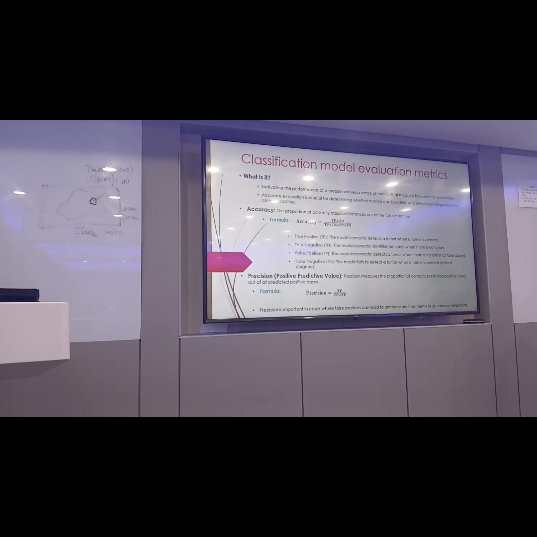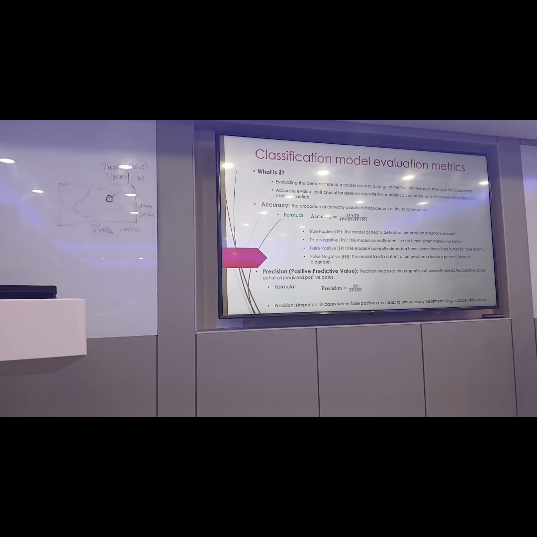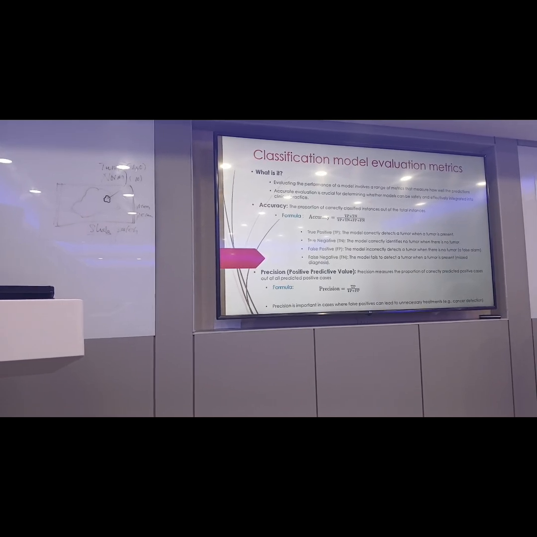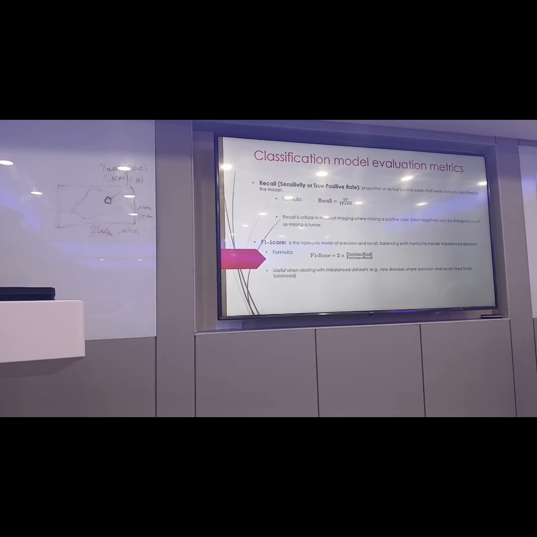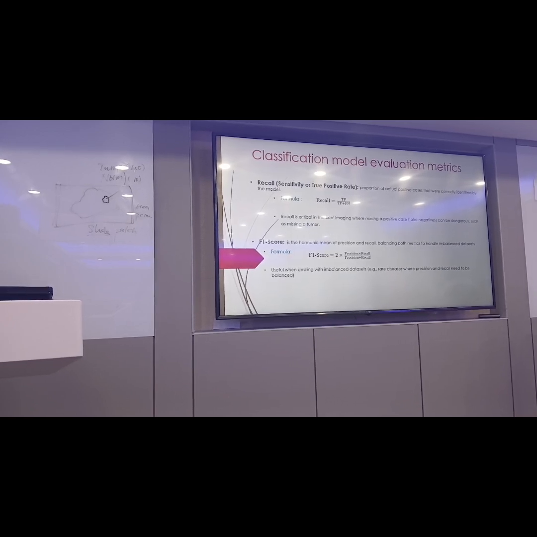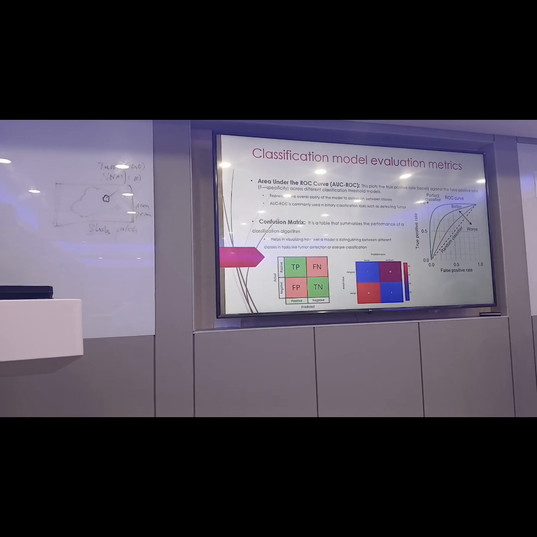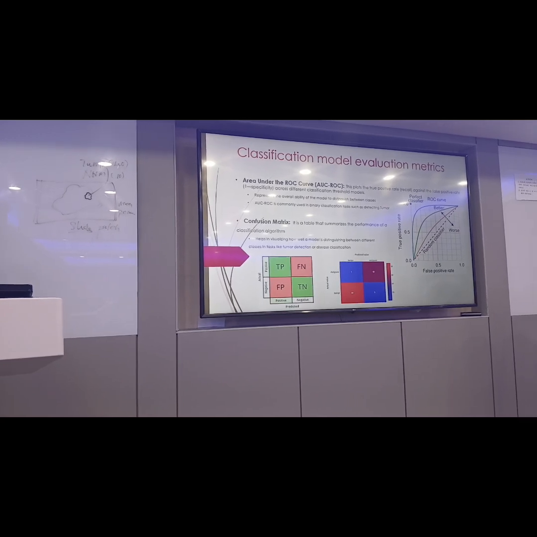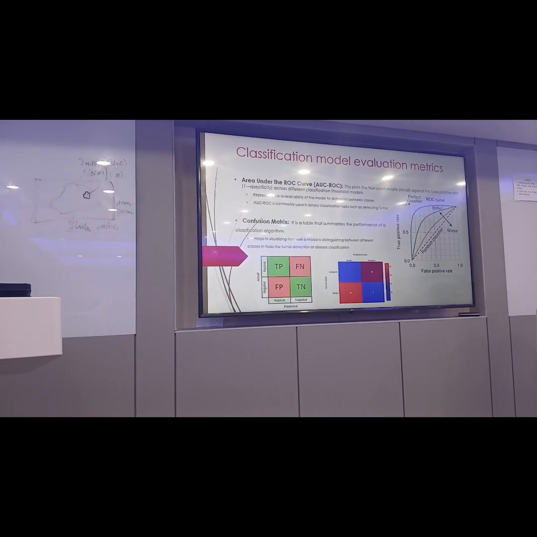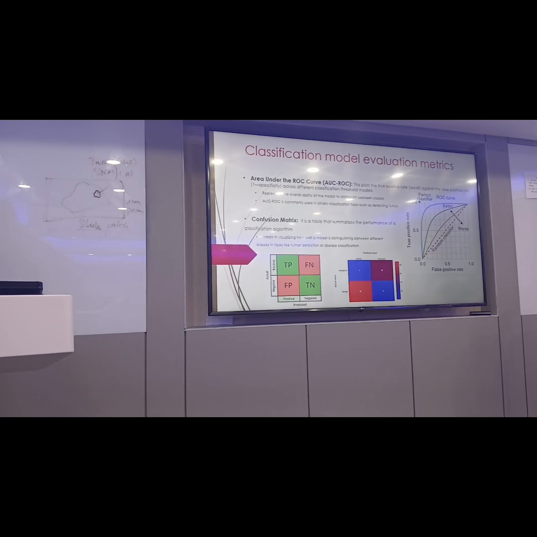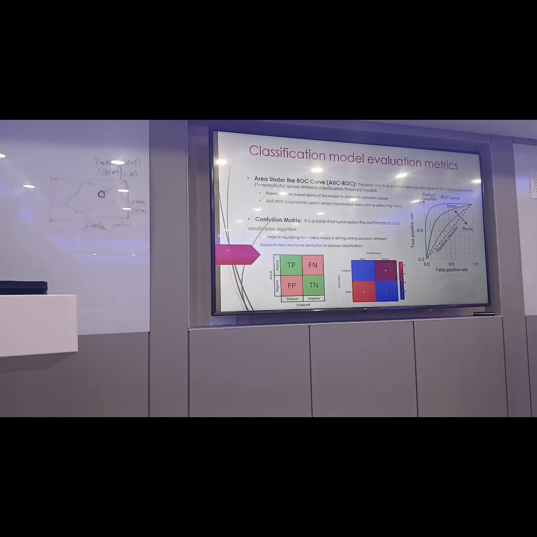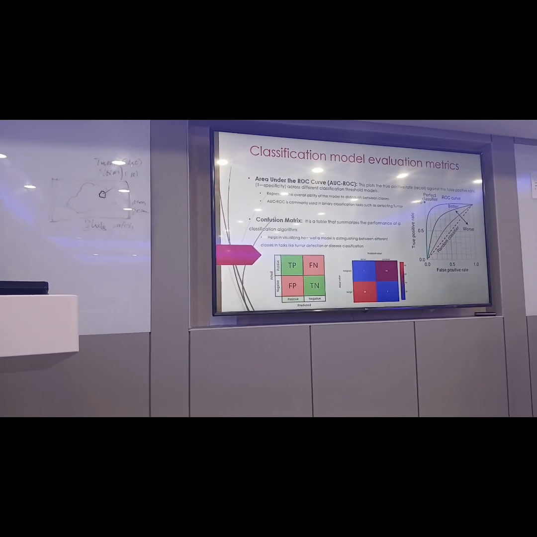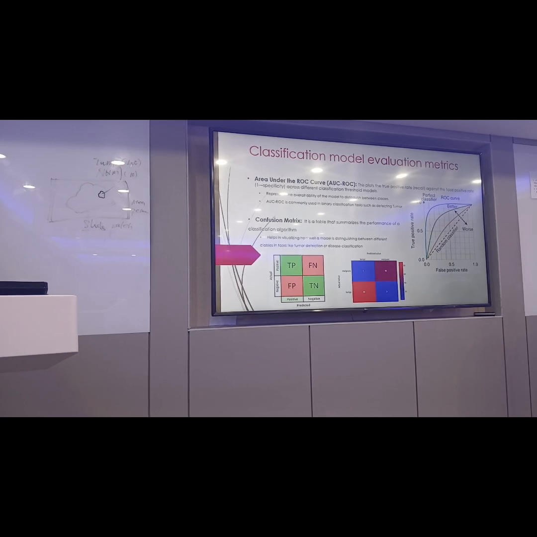It just measures the proportion of correctly predicted positive cases out of all the predicted positive cases. And also, you have the recall and F1 score. And then some other metrics here is the area under the curve, the AUC. So this one, for example, will give you another metric on how the model performs.